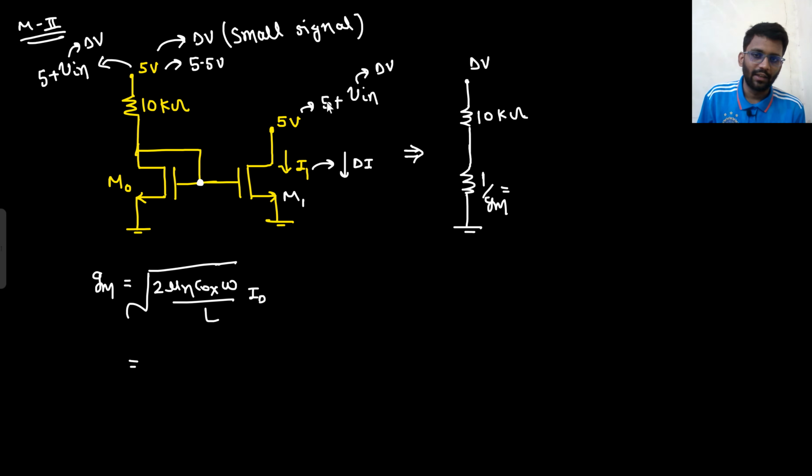Right? So if we are doing the AC analysis, this DC bias is gone. DC bias was 5 volt. So DC bias is gone, and then we are doing the AC analysis. For doing the AC analysis, this will be replaced with 1 by GM, and this node will be going to the MOSFET. That is the other thing.